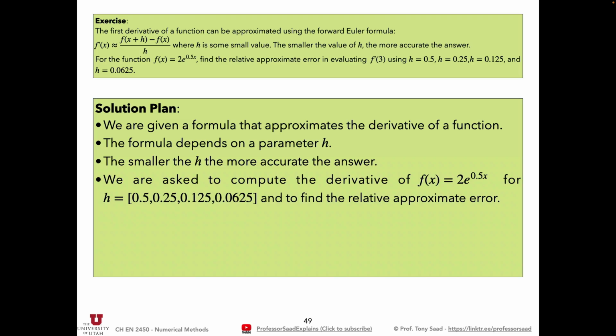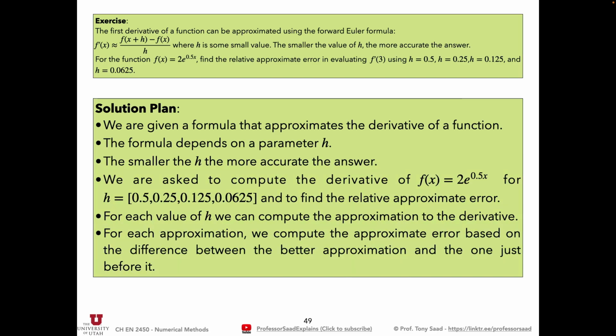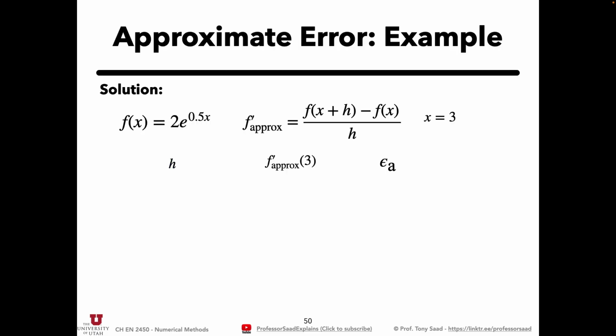Then we are asked to compute the derivative of f of x, 2e to the half x, for all of these values for h, and find the relative approximate error. Now, for each value of h, we can compute the approximation to the derivative. And for each approximation, we're going to compute the approximate error based on the difference between the better approximation and the one just before it. So we're going to take the difference between the derivative computed at 0.25 and 0.5, and then 0.125 and 0.25, 0.0625 and 0.125. You see how we're going to work this? All right, so let's do this.